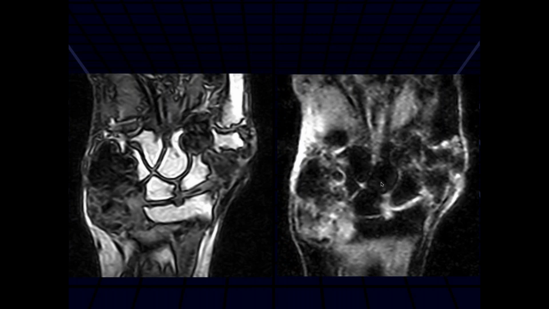So we have two series of the wrist. There is a T1 on the left and STIR on the right. There is a large low signal intensity mass on T1 weighted sequence occupying the ulnar aspect of the wrist and possibly even arising from the ulnar head, ulnar styloid, because I can't see the ulna itself. It extends into the region of the carpal bones, and it's heterogeneous signal on T2 weighted sequence.